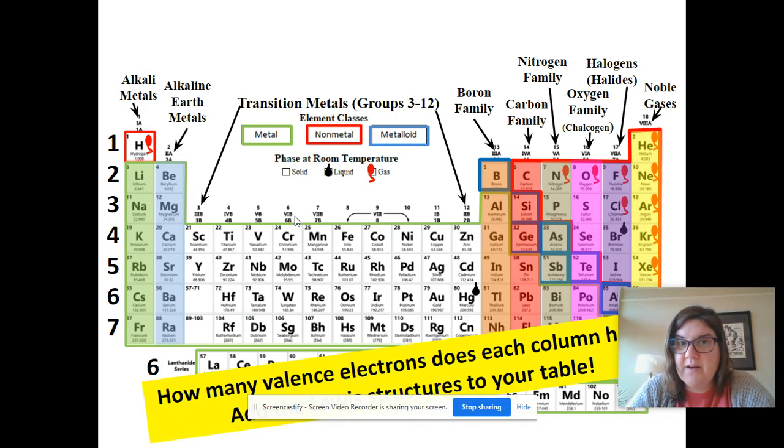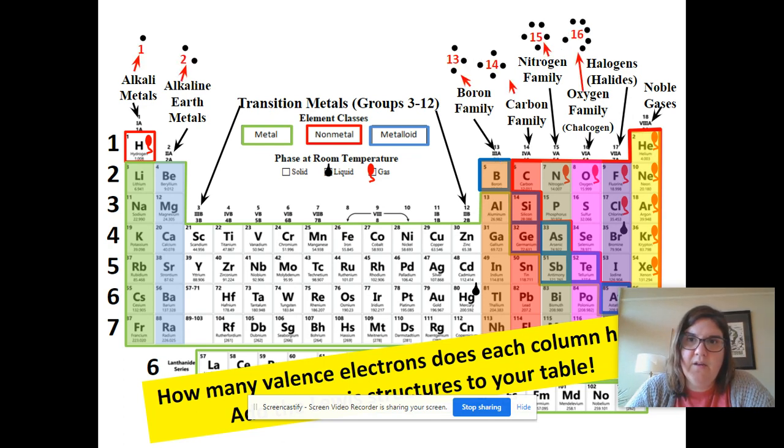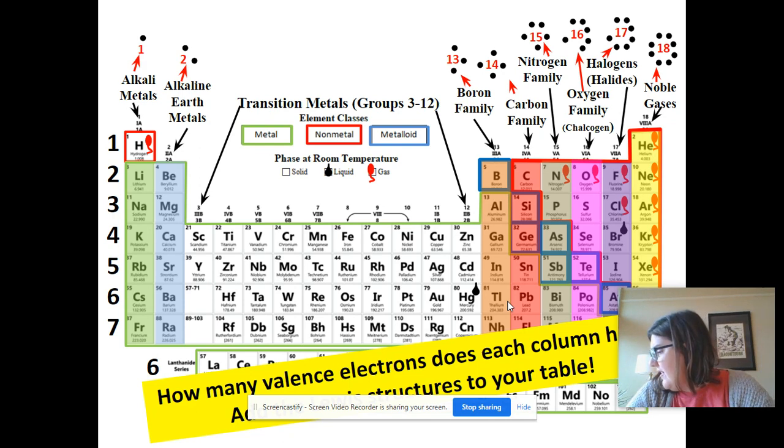That rule does not apply to transition metals. So when you get over here to the boron family, you pick it back up with 3. All right, so there we go. It's doing it for us. Oh, look at that. There are our valence electrons. And that's it for that. Let me make sure I covered everything.